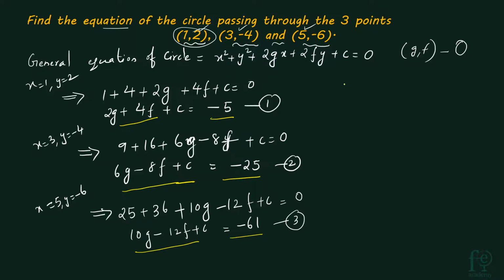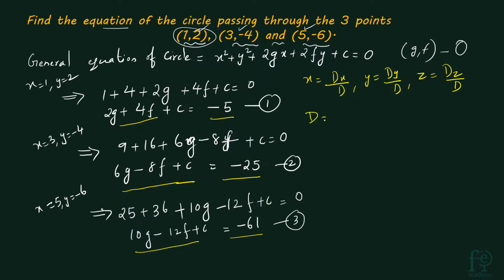Second method is the determinant method. In the determinant method, x will be given as dx by d, y will be given as dy by d, and z will be given as dz by d. So let's see what this d is and what dx, dy and dz are.